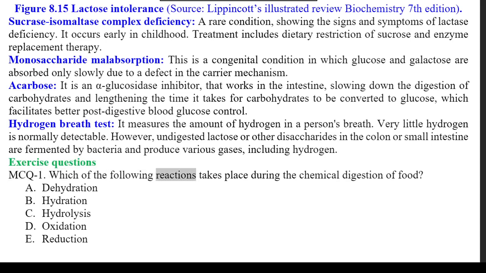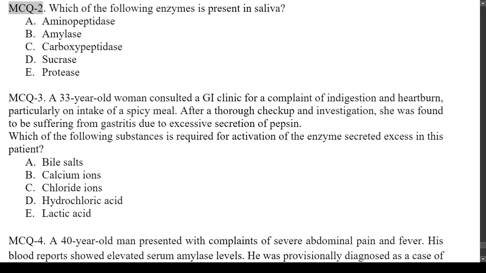Exercise questions. MCQ 1. Which of the following reactions takes place during the chemical digestion of food? Dehydration, hydration, hydrolysis, oxidation, reduction. MCQ 2. Which of the following enzymes is present in saliva? Aminopeptidase, amylase, carboxypeptidase, sucrase, protease.